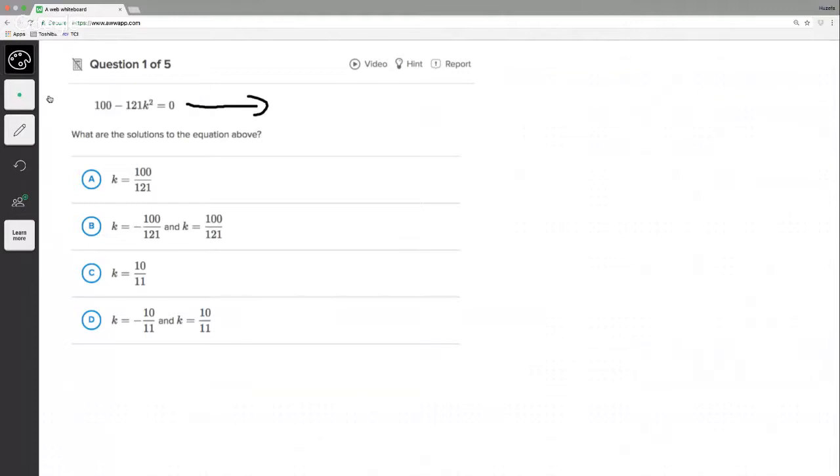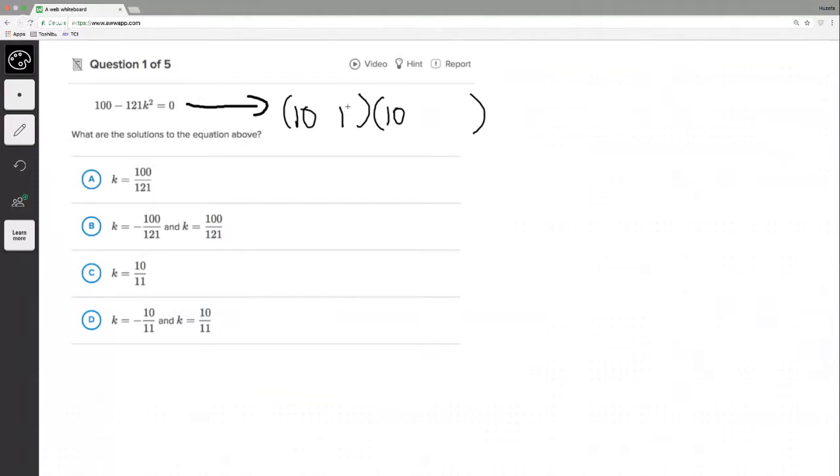Let me change the cursor size. A difference of squares can be factored in the following way. So this is like a squared minus b squared. 100 would be our a squared. 121k squared is our b squared. So the way you do it is, whatever multiplies to be 100 over here, that's our a, 10 times 10. And then whatever multiplies to 121k squared would be here.